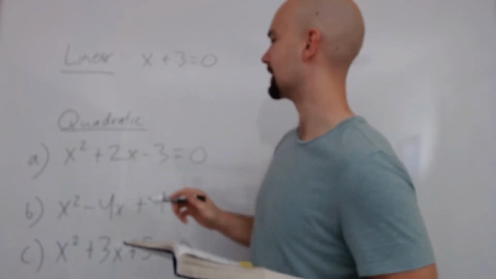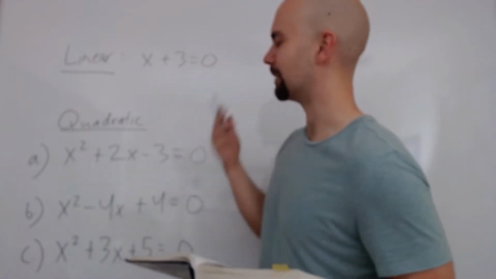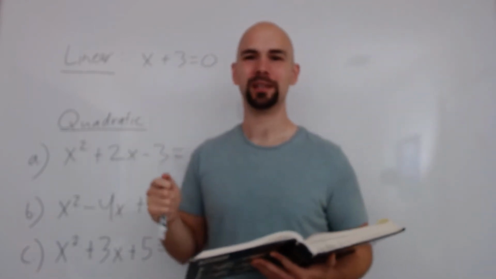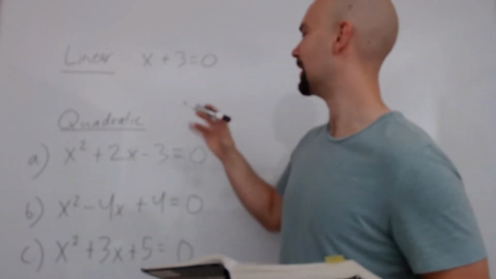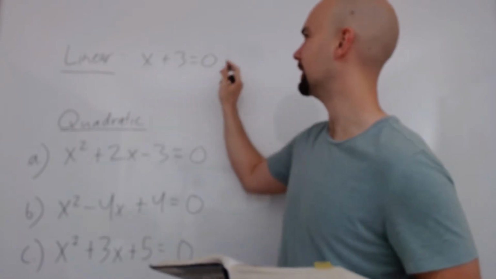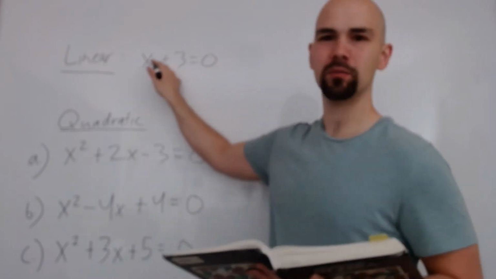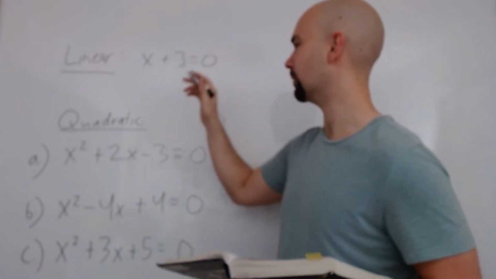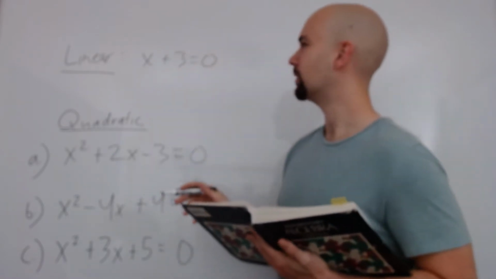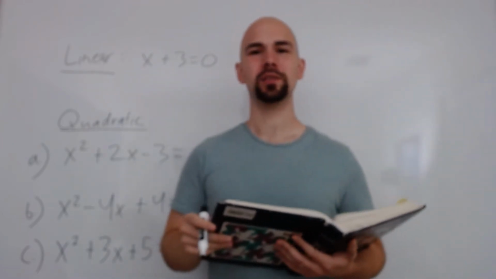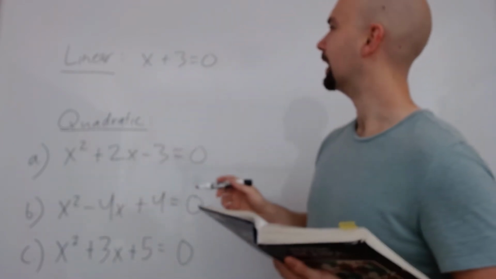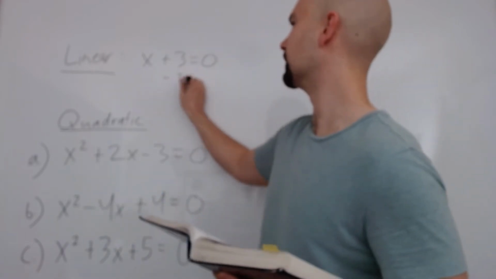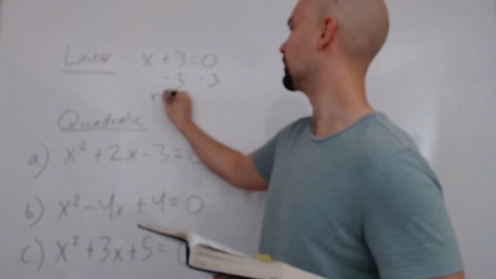I wrote this problem on the board previously and it wasn't in standard form, but this time I did. So anyway, we had x plus 3 equals 0. So that's x to the power of 1 plus x to the power of 0 times 3, which is 1 times 3, equals 0. How many solutions are there for this equation? There's only one, and we can find it by subtracting 3 from both sides, and then x equals -3.